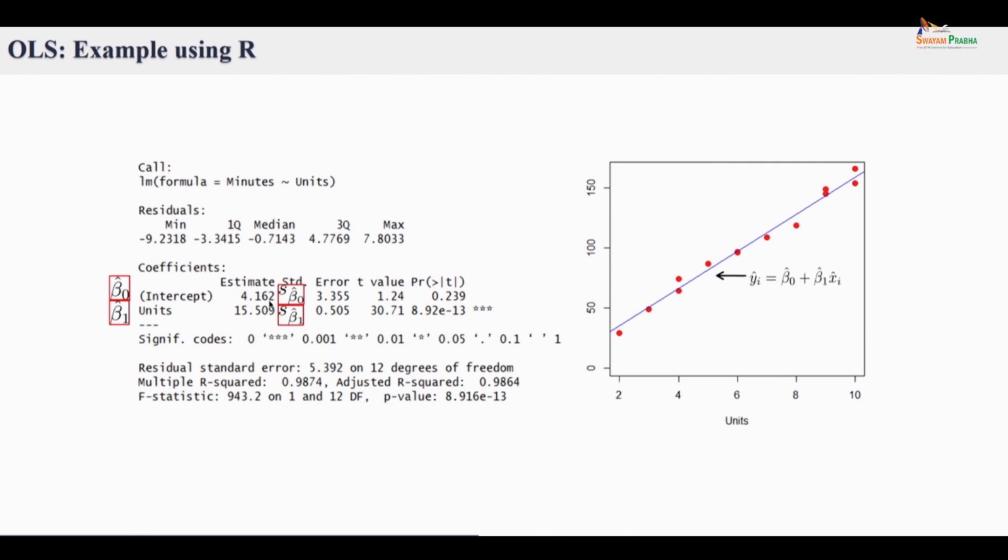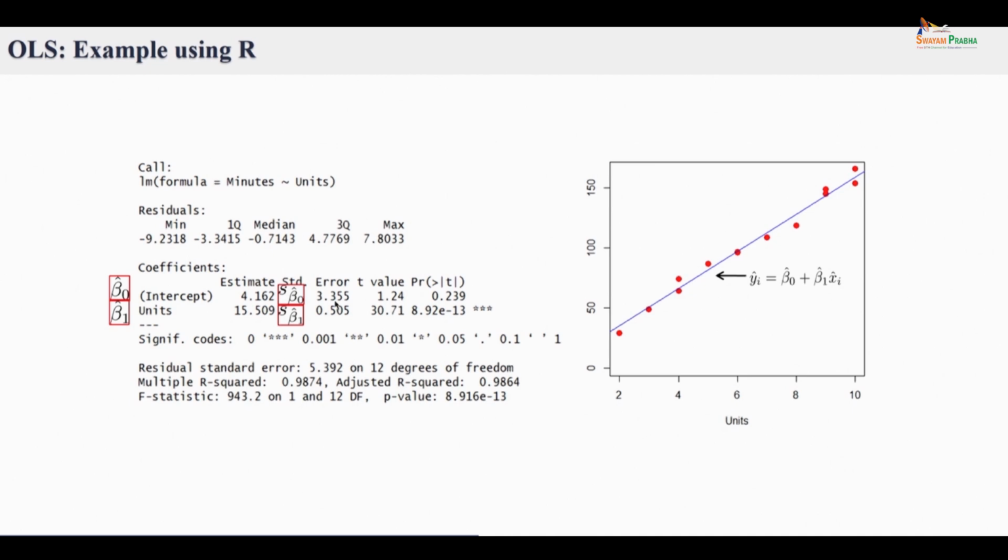The intercept term turns out to be 4.162, the slope parameter turns out to be 15.501. But it also tells you the estimated standard deviation of this parameter, which is S beta naught hat for the intercept. It also tells you the standard deviation of this estimate for beta 1, which turns out to be 0.505. All of this is calculated from the data using the formulas we have described.